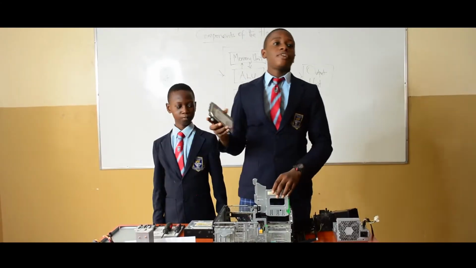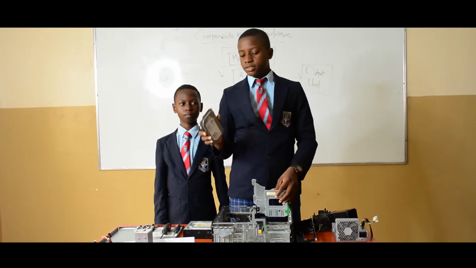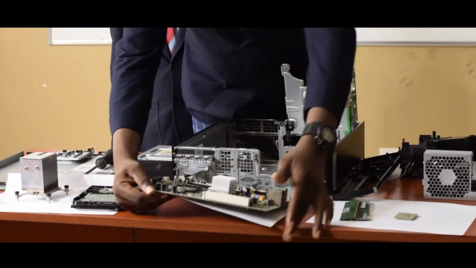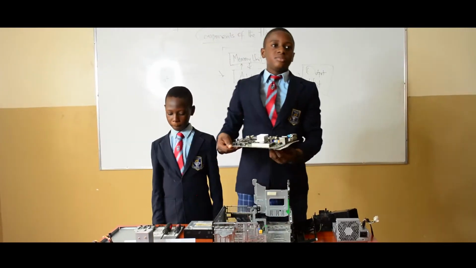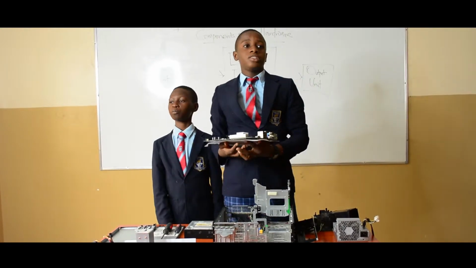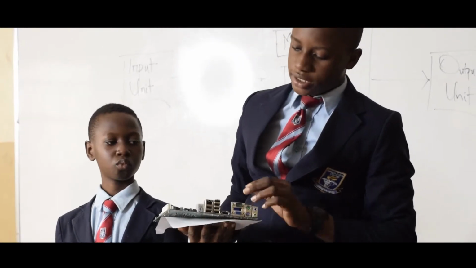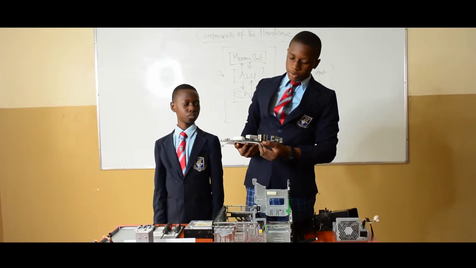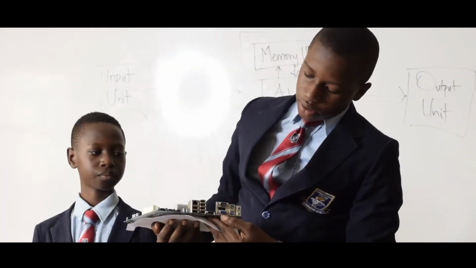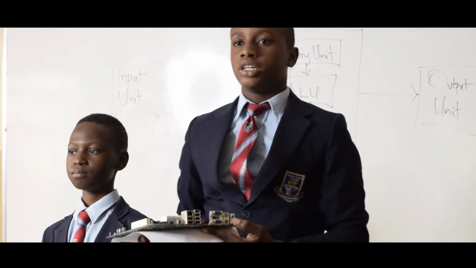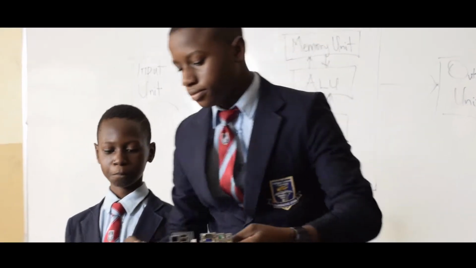And with me, I have 500 gigabytes hard disk. And this is the motherboard, which comprises of many circuits. And as we can see, we have different types of circuits. This is the USB port. This is called the monitor and the printer ports, the mouse and the keyboard ports, and these are called the jack ports.